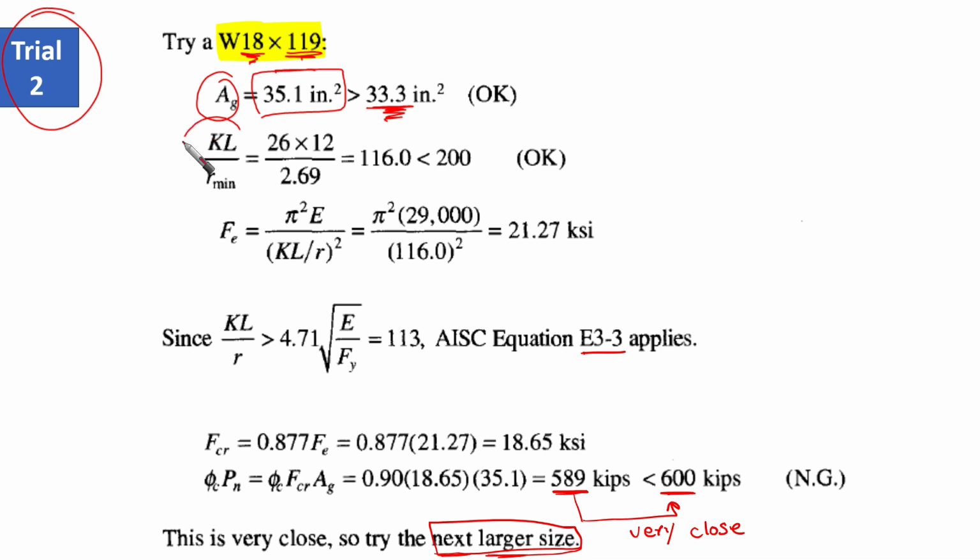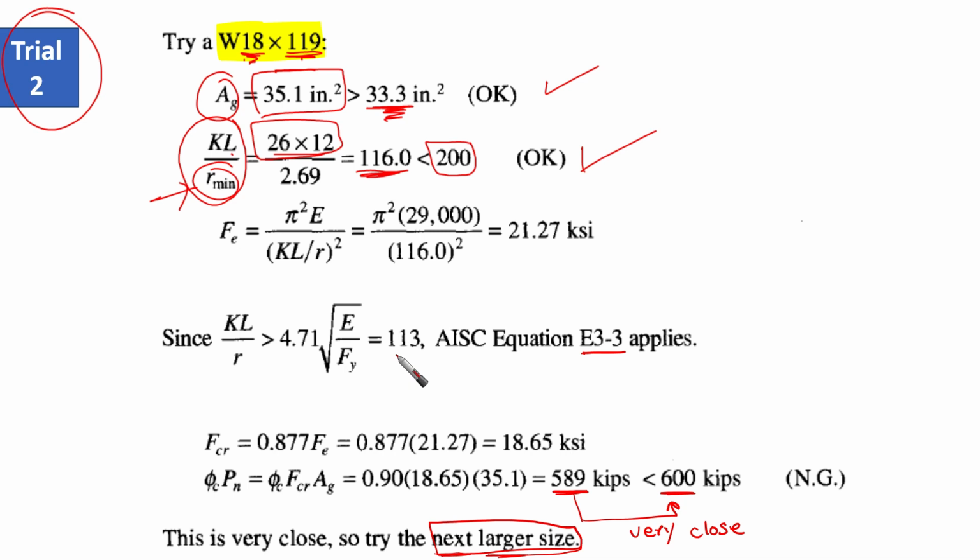Again, repeat the same process. KL over r minimum for this shape is from the properties table. KL is already given for us. Then we're going to obtain 116, which is less than the maximum slenderness ratio. Area gross okay, stiffness requirement is okay.